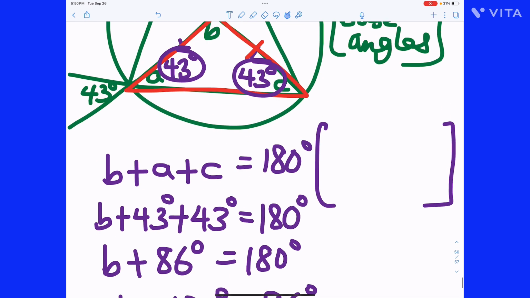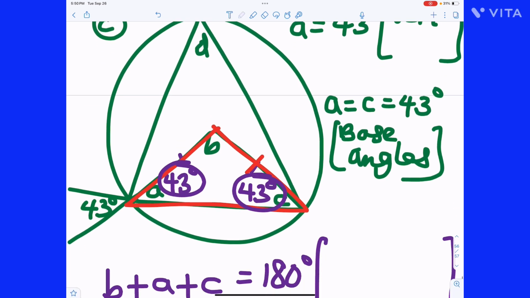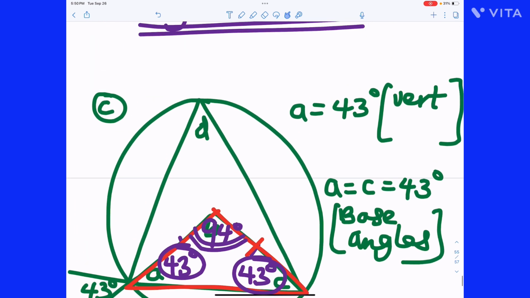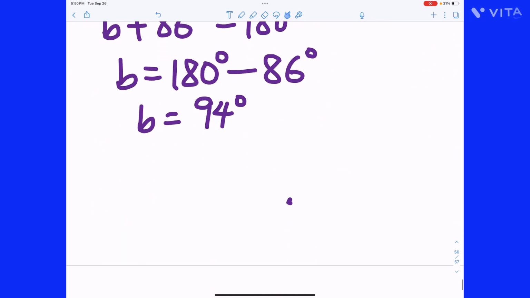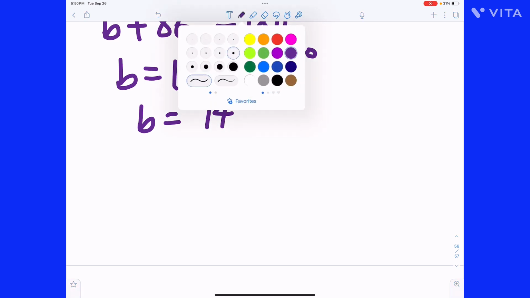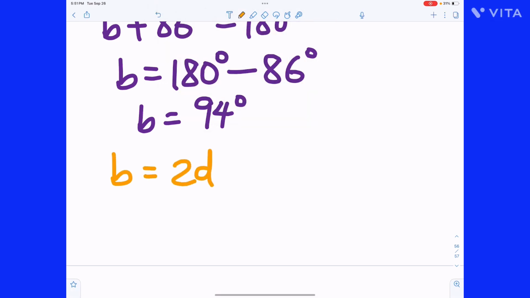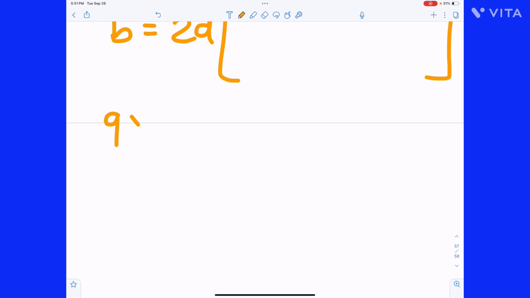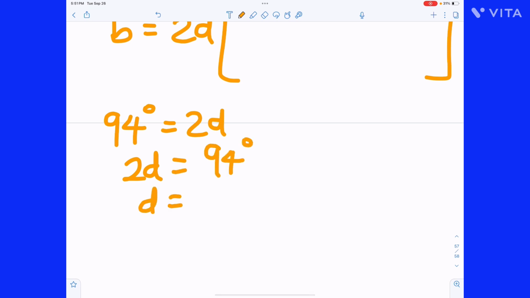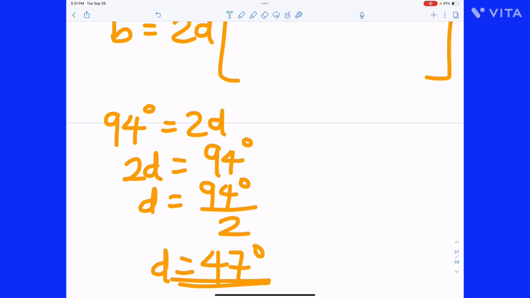After getting B as 94, we now know very well that B will be 2 times D. Angle at center is equal to twice angle at a point on the circumference. So let's go ahead and get D. B is equal to 2D. So 94 is 2D. D will be 94 degrees over 2. And D will be 47 degrees.